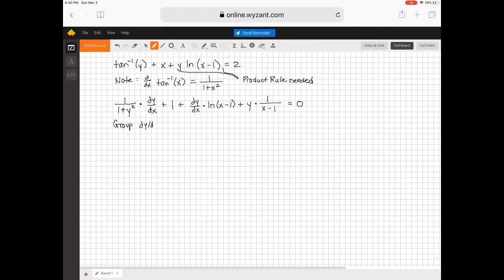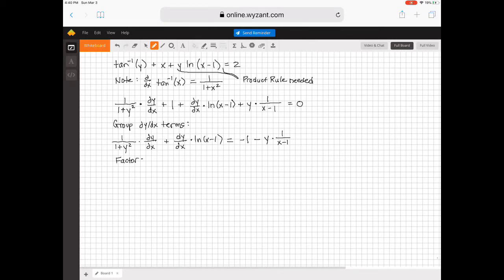Moving on, since we're trying to solve for dy dx, we want to get all the terms that have dy dx in it on the left side, and move all the other terms to the right side. On the left-hand side, we stay with 1 over 1 plus y squared times dy dx. The 1 gets moved to the right-hand side. The dy dx times natural log of x minus 1 stays. And on the right-hand side, we have negative 1 minus y times 1 over x minus 1.